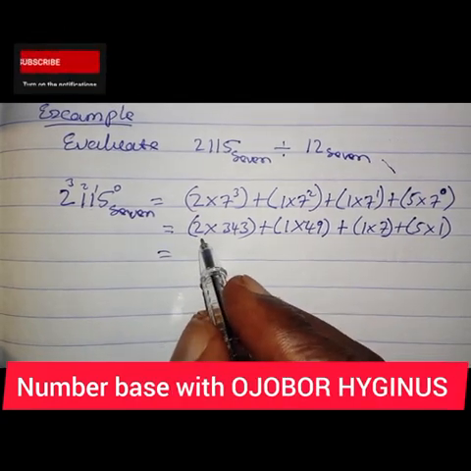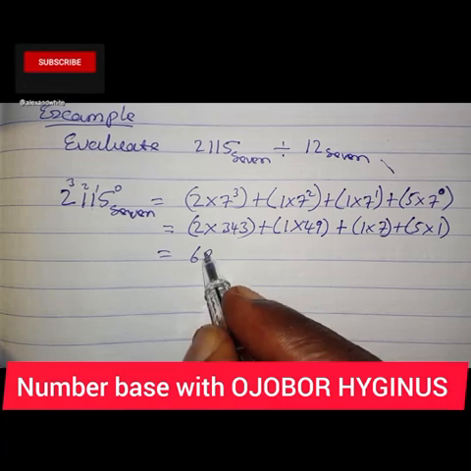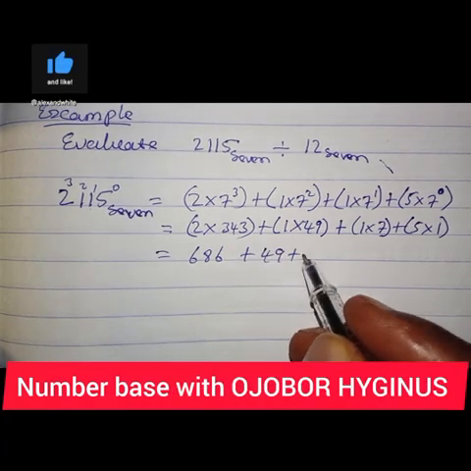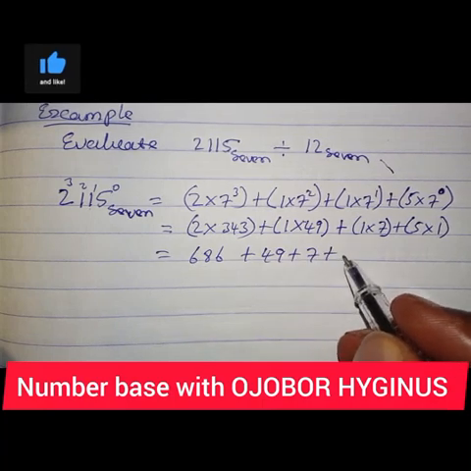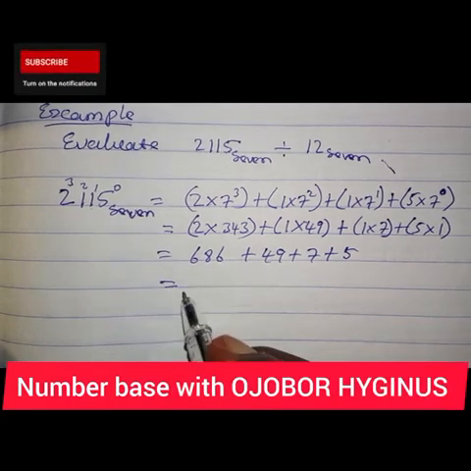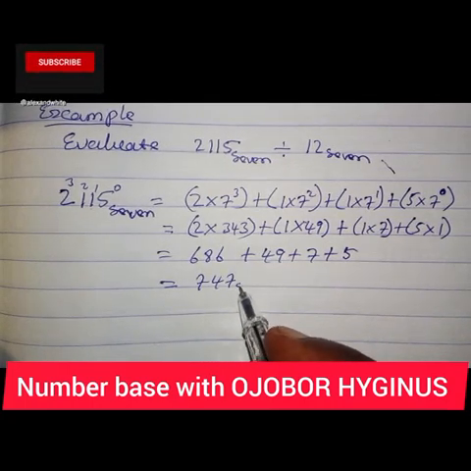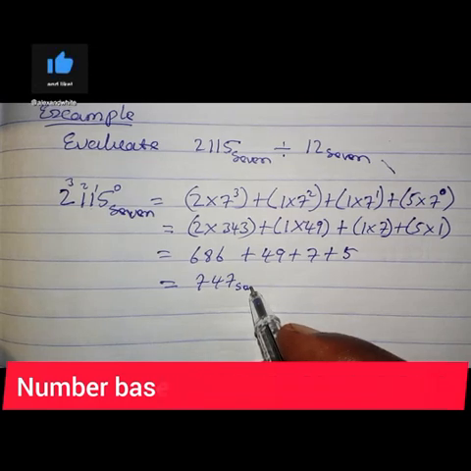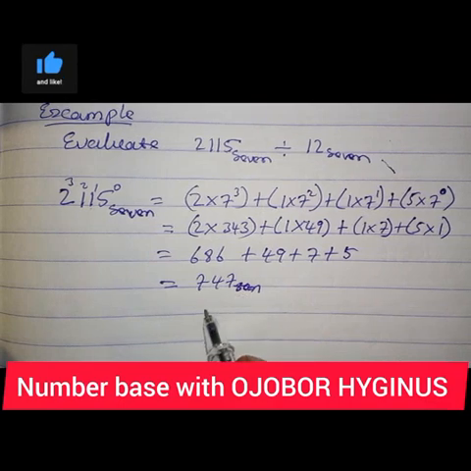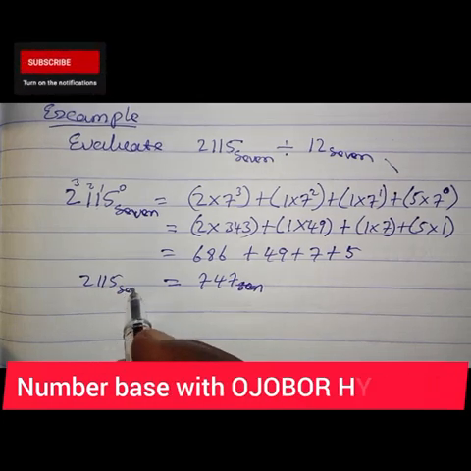Then we'll go again. 2 times 343 will give us 686 plus 1 times 49 will give us 49 plus 1 times 7 will give us 7 plus 5 times 1 will give us 5. And if you sum these, you will get 747 in base 10. We've converted 2115 base 7 to base 10.